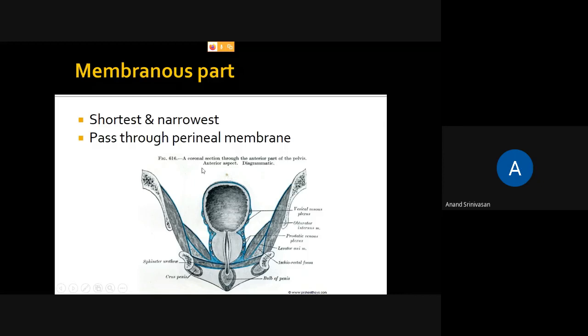It will be difficult to pass through this part of the urethra. Suppose you are passing a catheter, it will be difficult to pass through the membranous urethra. It is the narrowest part of the entire urethra. After you pass through this membranous urethra, you enter into the prostatic urethra where it is easy to pass. So the membranous urethra is the shortest as well as the narrowest part of the male urethra.